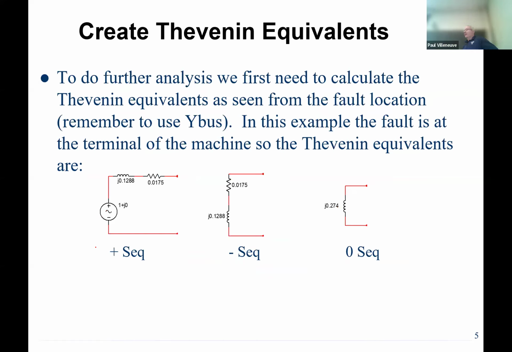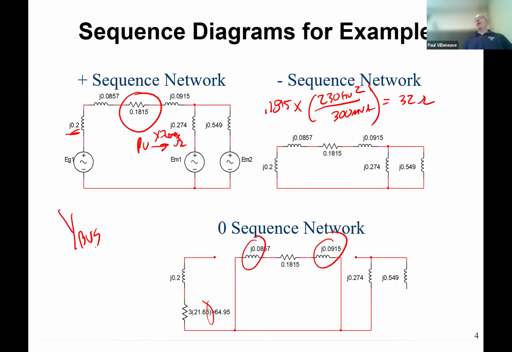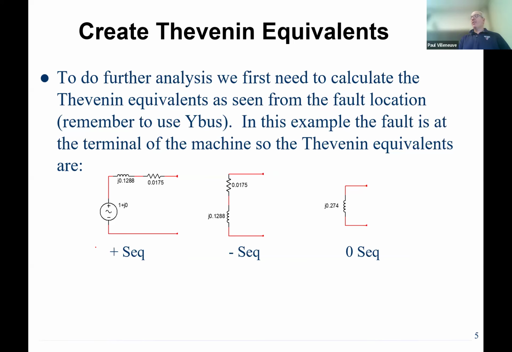So I put a fault. We're going to assume the fault is at the terminal of the machine. So that's going to be at bus 1. And so I built the Y buses, and you can actually see what the Thevenin equivalent impedances are as seen by each of the networks at bus 1. You can see the positive sequence, negative sequence, and zero sequence. If you don't see that, go back over here and build your Y bus and see if you get that. Okay?